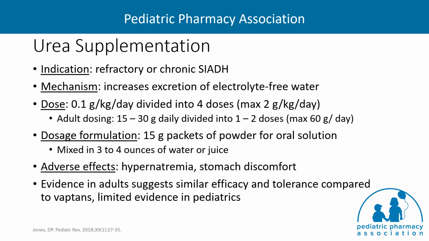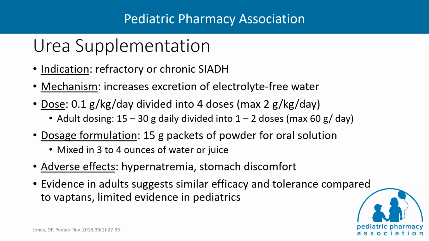Urea supplementation can be considered in patients with refractory or chronic SIADH, non-responsive to fluid restriction. Urea increases excretion of electrolyte-free water by inducing osmotic diuresis. The dose is 0.1 grams per kilo per day, divided into 4 doses, with a max of 2 grams per kilo per day. The adult dosing recommendation is 15 to 30 grams daily, divided into 1 to 2 doses, with a max of 60 grams per day.